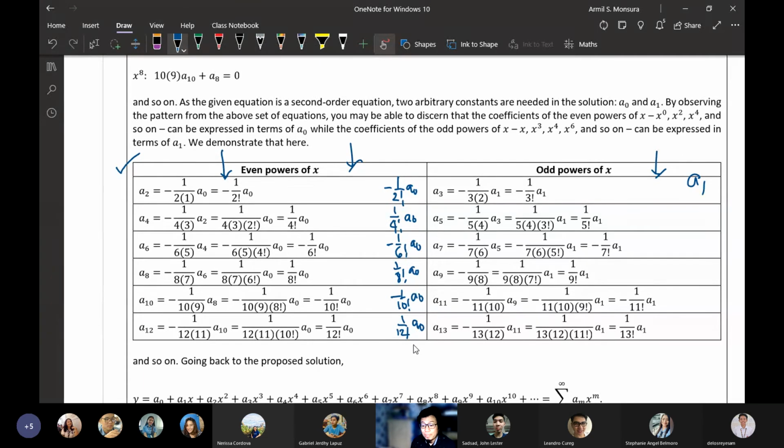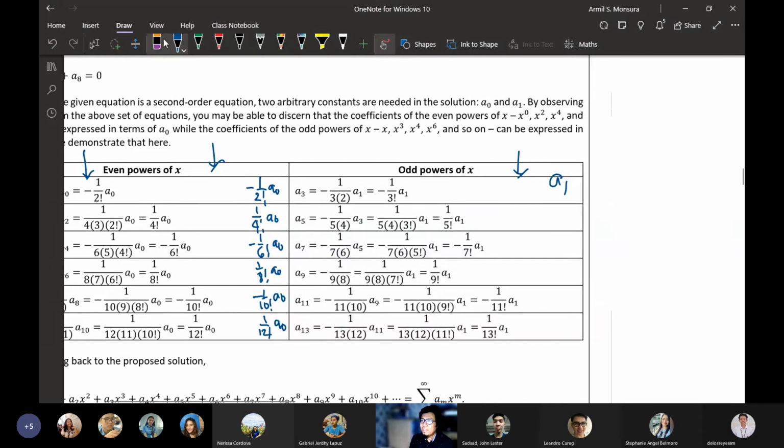Okay. Mamaya na natin hahanapin yung general pattern nito. Ito naman, ang pattern naman niyan ito. So, in terms to ng A0, ito in terms ng A1. This is negative 1/3 factorial A1. Okay. 1/5 factorial A1. Negative 1/7 factorial A1. 1/9 factorial A1. Negative 1/11 factorial A1. And 1 over 13 factorial A1.